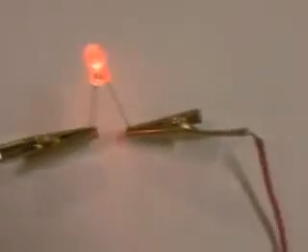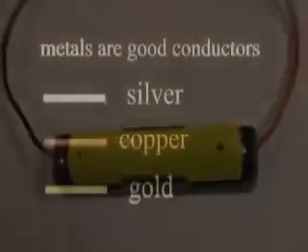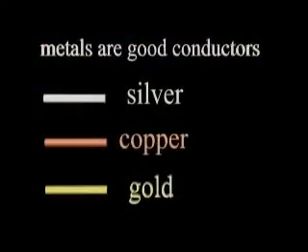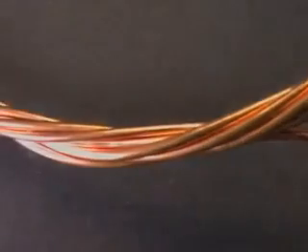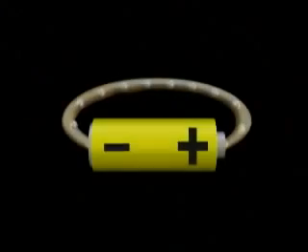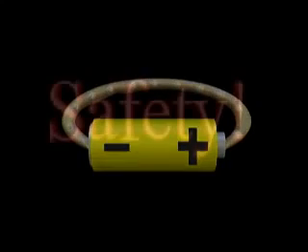Materials that allow electricity to travel through them are called conductors. Most metals are good conductors of electricity. Copper is the most common metal used in wires. In this animation, a conductor is connected to each terminal of a battery. Electrons start to move, traveling from the negative terminal towards the positive terminal. This is electricity. The electrons actually move from atom to atom as they travel through the conductor.